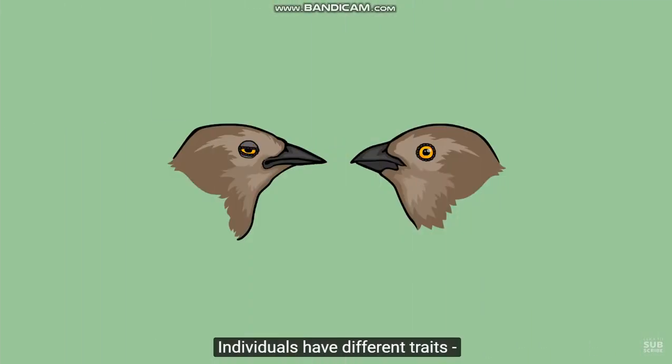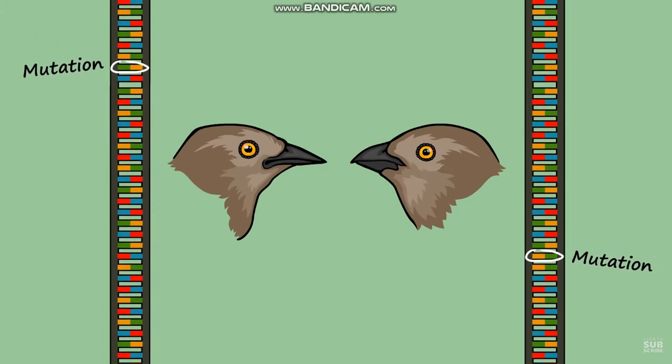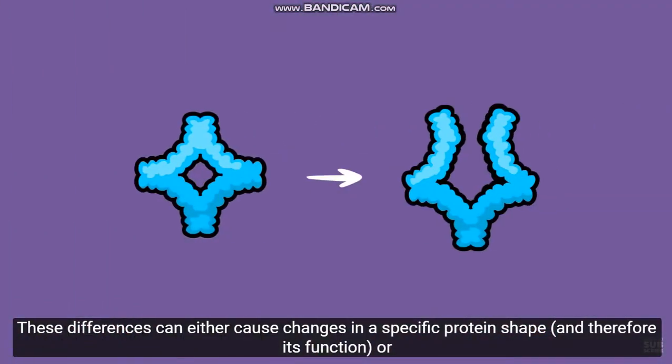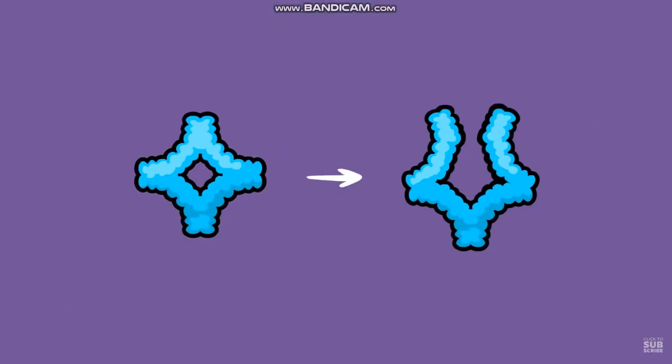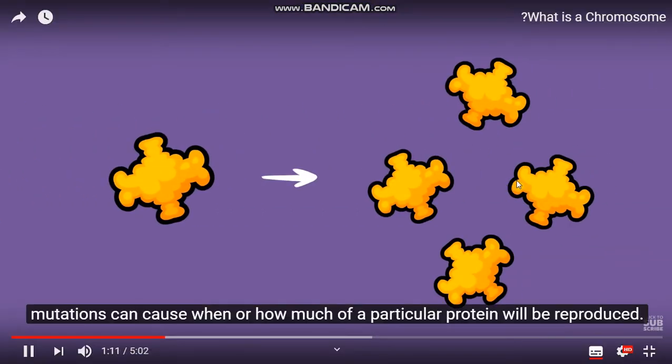Individuals have different traits, in this case differences in beak shape, largely because of differences or mutations in their genetic code. These differences can either cause changes in a specific protein's shape, and therefore its function, or mutations can change when or how much of a particular protein will be produced.